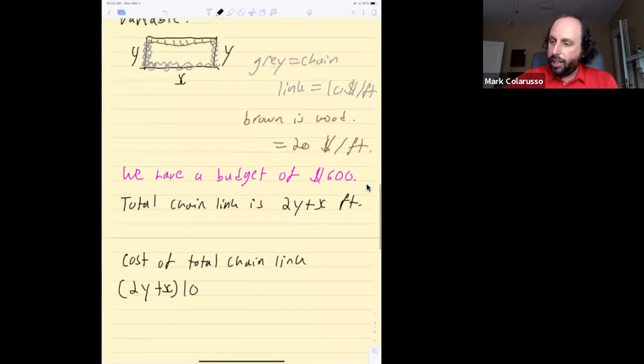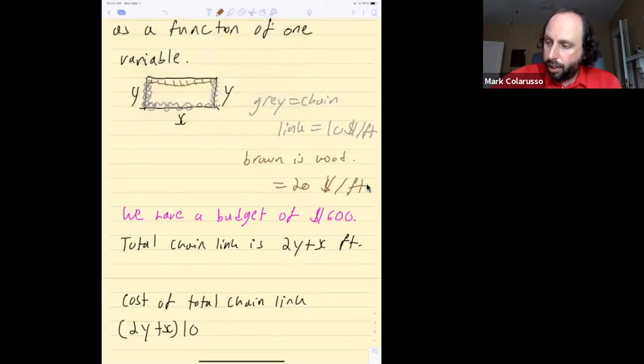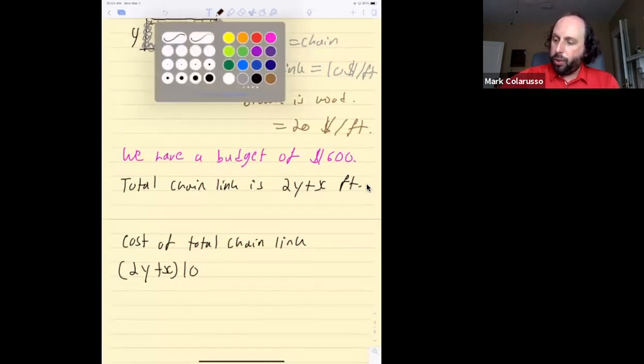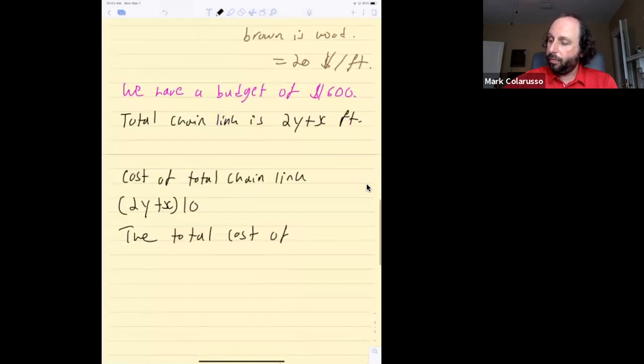Now the wood is easy. The wood is just one side, so this x is the wood, and it's $20 per foot. So the total cost of the wood is 20 times x.